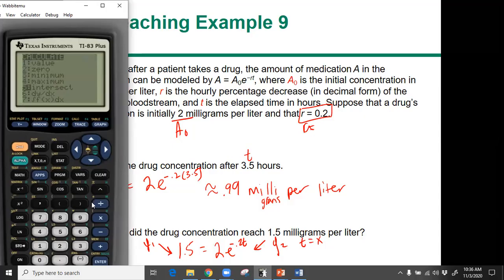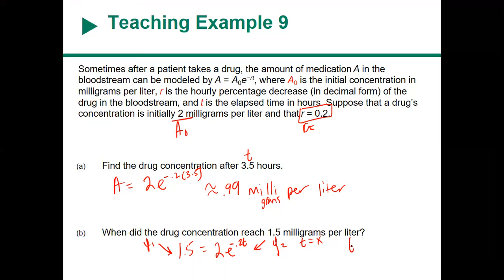So that's my point of intersection. I'm going to click on it. It says the first curve, yes. Second curve, yes. Guess? Yes, I do. And it tells me that my intersection is at 1.44. So therefore, how many hours have passed? We know t equals 1.44 hours.